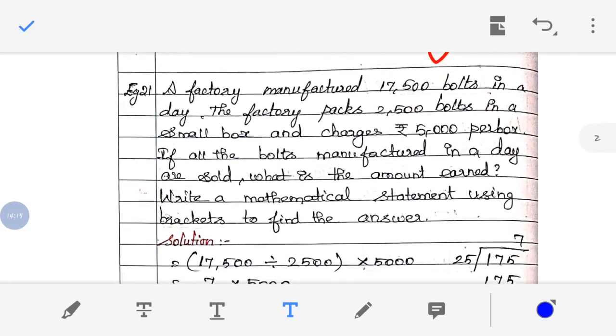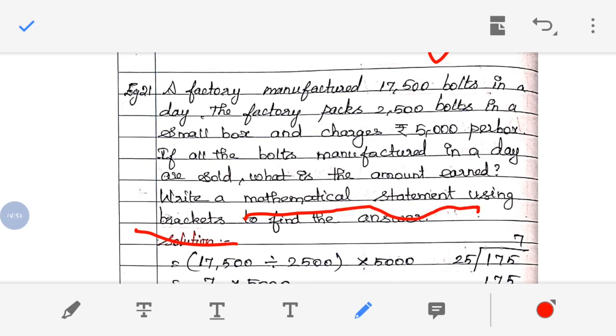The question is, a factory manufactured 17,500 bolts in a day. The factory packs 2,500 bolts in a small box and charges rupees 5,000 per box. If all the bolts manufactured in a day are sold, what is the amount earned? Write a mathematical statement using brackets to find the answer. So what they have asked is that we have to write the mathematical statement using brackets.